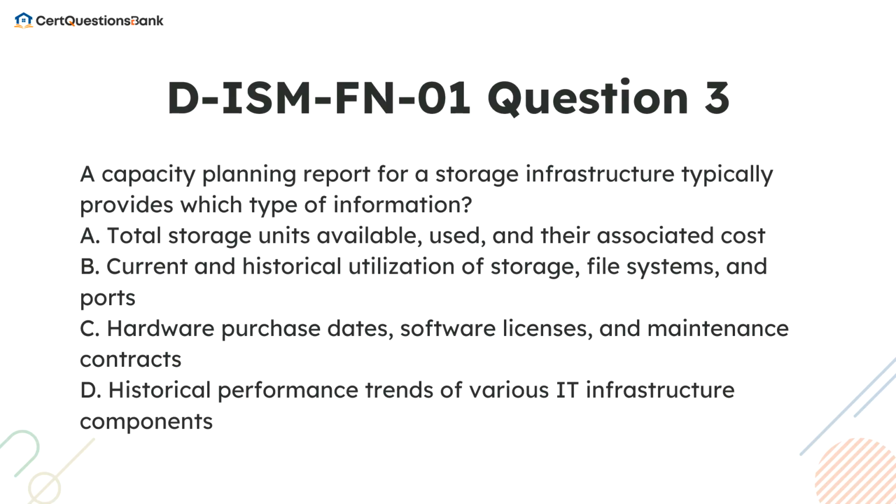A capacity planning report for a storage infrastructure typically provides which type of information? A. Total storage units available, used, and their associated cost. B. Current and historical utilization of storage, file systems, and ports. C. Hardware purchase dates, software licenses, and maintenance contracts. D. Historical performance trends of various IT infrastructure components.